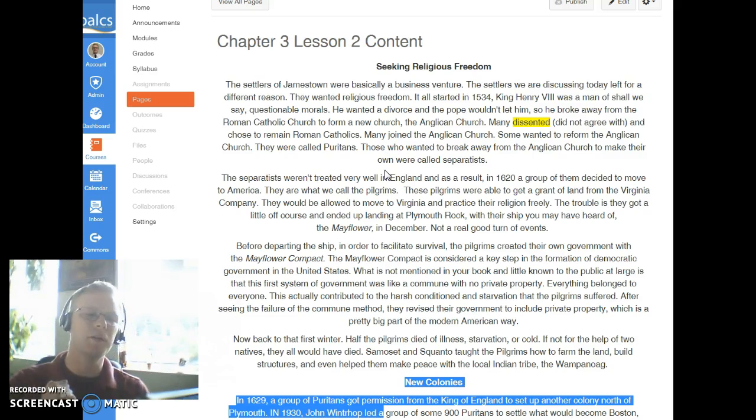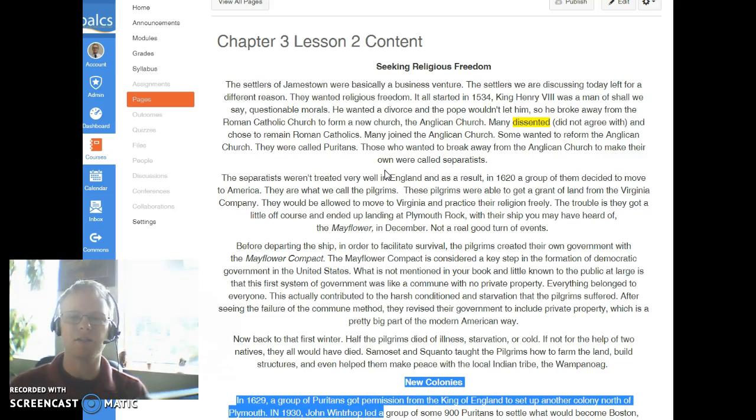Before departing the ship, in order to facilitate their survival, they knew it would be tough. The Pilgrims created their own government with what's called the Mayflower Compact. The Mayflower Compact is considered a key step in the formation of democratic government in the United States. So that's good. What's not mentioned in your history book, and very little mentioned at all, is that that first form of government was actually communal. That means that everybody owned everything.